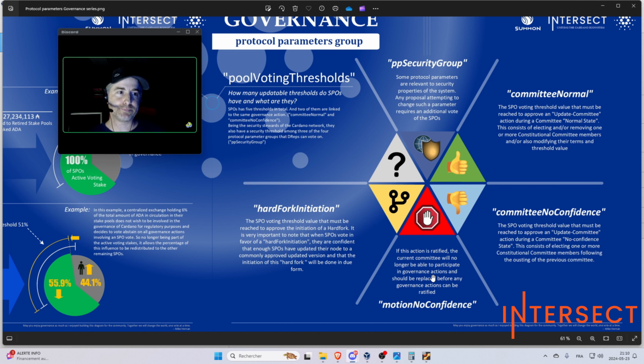So in a way, the decisions that you make as an SPO and also as a DRep... Do you understand what I'm saying? Let's say I register as a DRep, and all my delegators then select me as a DRep. On something like the motion of no confidence, I'm basically voting with double my stake then, because I'm voting as an SPO with all of that stake, and then I'm voting as a DRep with that same stake.